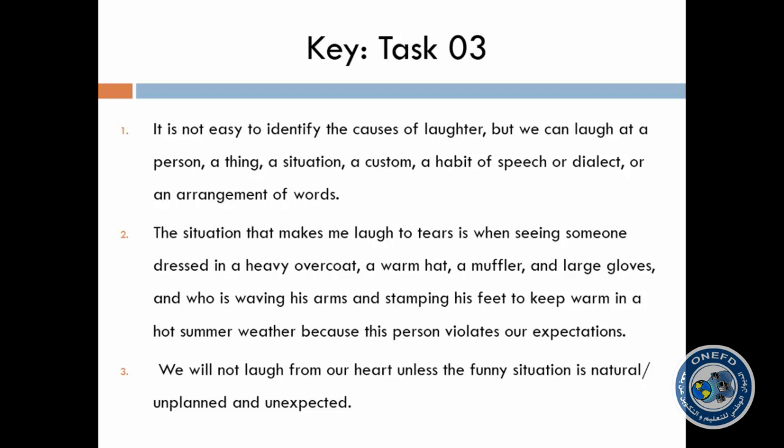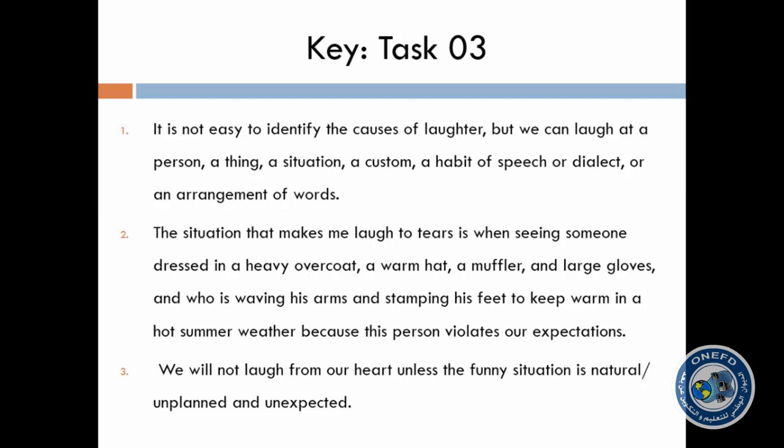Lastly, number 3: we will not laugh from our heart unless the funny situation is natural, unplanned, and unexpected. I repeat, the answer for the third question is we will not laugh from our heart unless the funny situation is natural, unplanned, and unexpected.